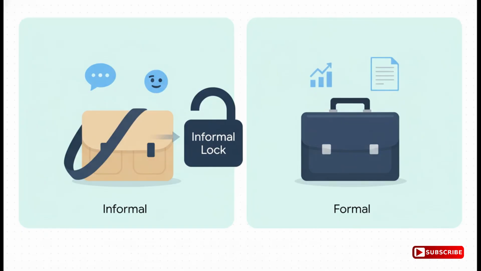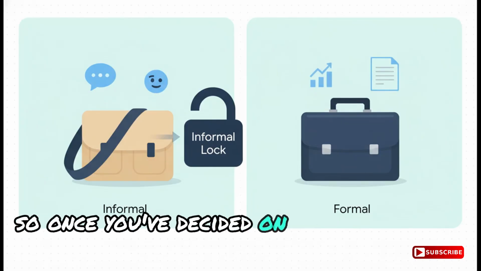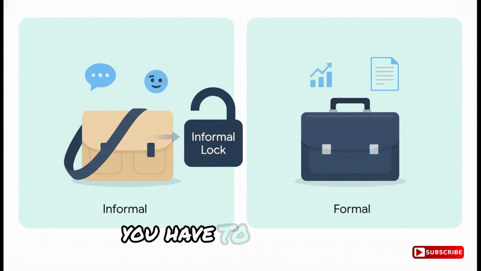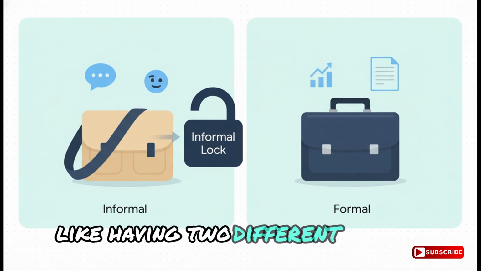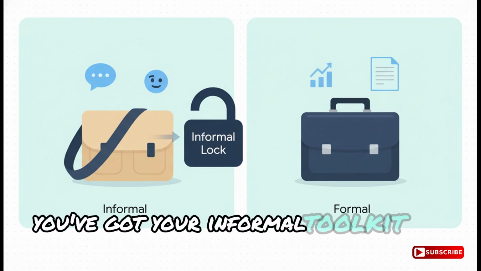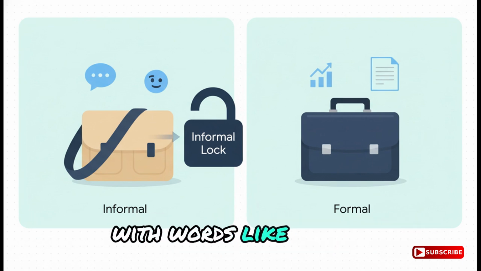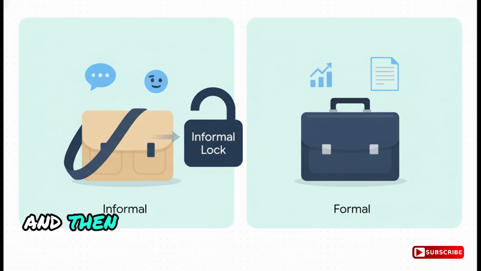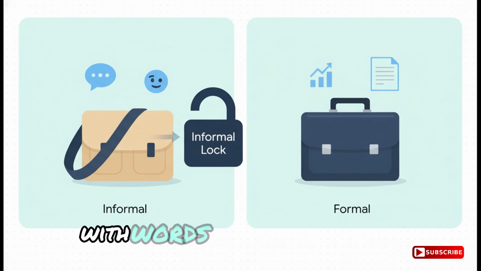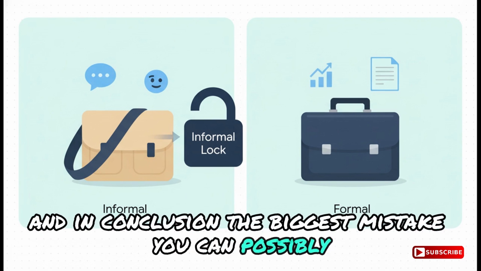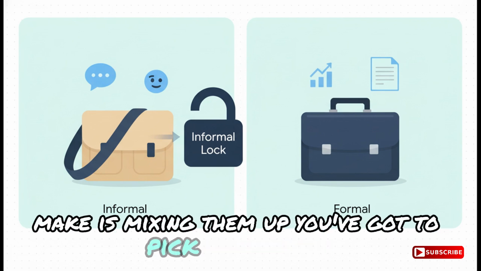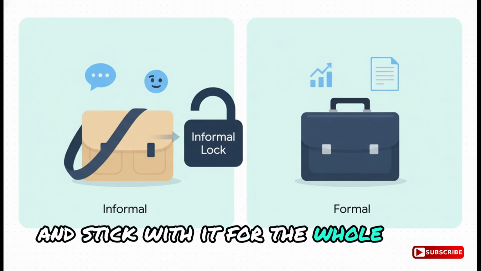Next up, step 3, register lock. So once you've decided on your tone back in step 1, you have to lock it in. The easiest way to think about this is like having 2 different toolkits. You've got your informal toolkit for emails to friends with words like anyway or guess what? And then you have your formal toolkit for reports with words like furthermore and in conclusion. The biggest mistake you can possibly make is mixing them up. You've got to pick one toolkit and stick with it for the whole piece.